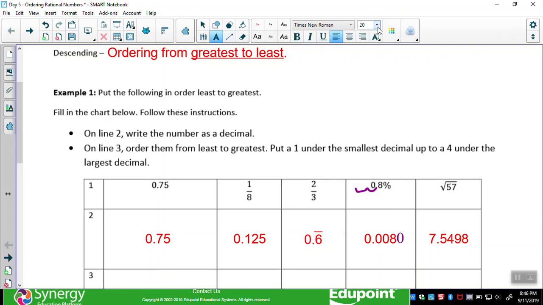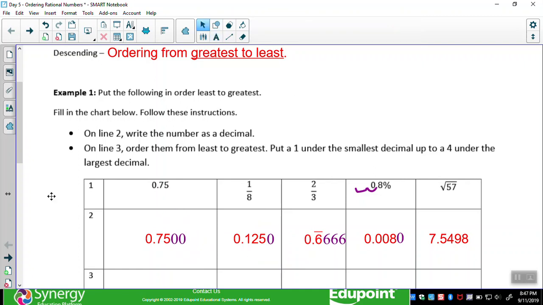I'm going to add some 0s onto this one. Well, this one here actually needs some 6s since it's repeating. So I'm going to add 3 6s. This one I'm going to add a 0 to the end. This one, I'm going to add 2 zeros onto the end. So now that I've got all my decimals the same length, it'll be a little easier to order.